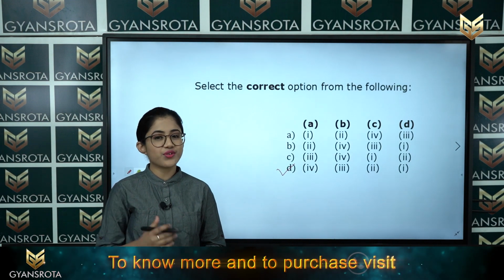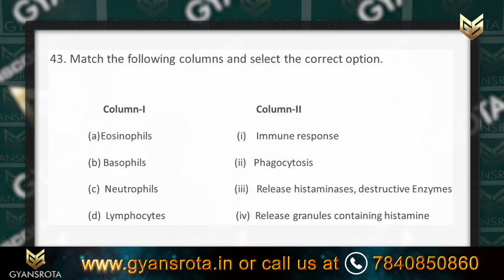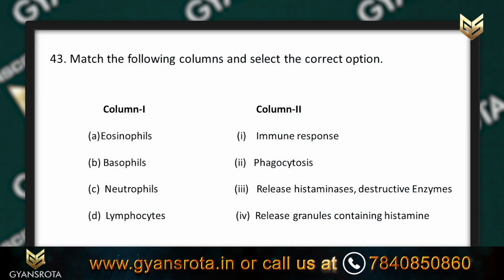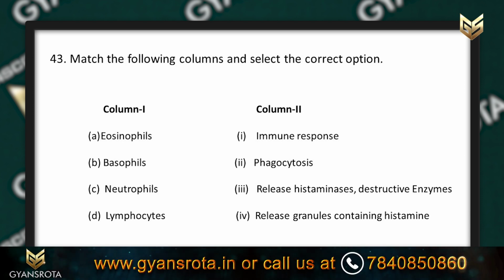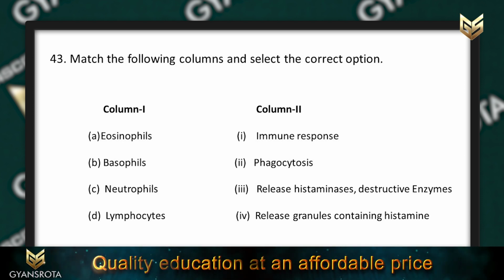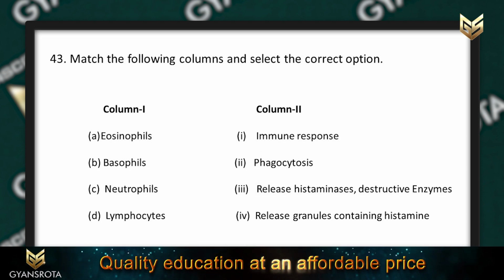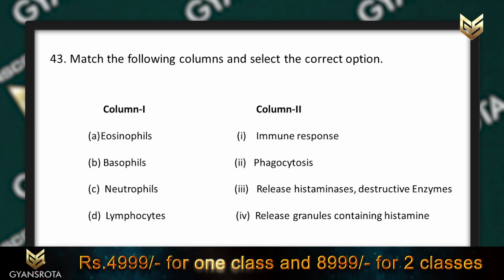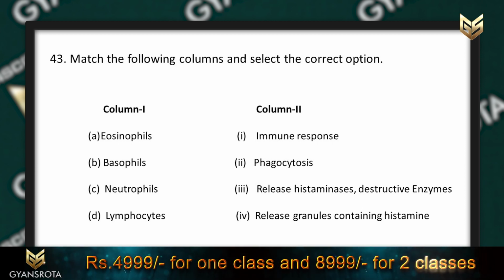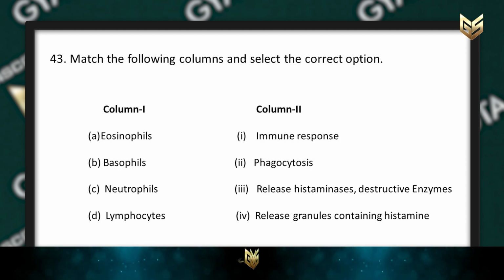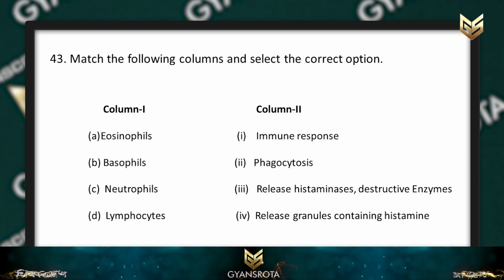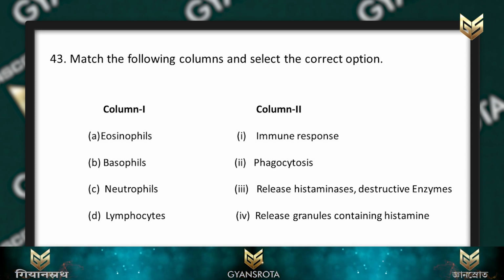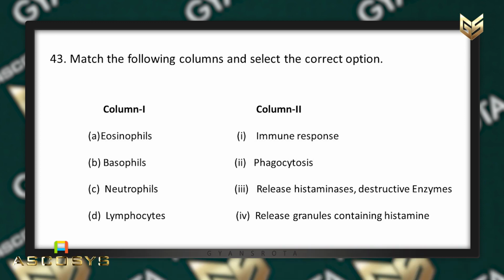Now, let us see the next question, that is question number 43. Match the following columns and select the correct option. In column 1, it is written eosinophils, basophils, neutrophils and lymphocytes. Next, in column 2, it is written immune response, phagocytosis, release histamines, destructive enzyme, and the last is release granules containing histamine.